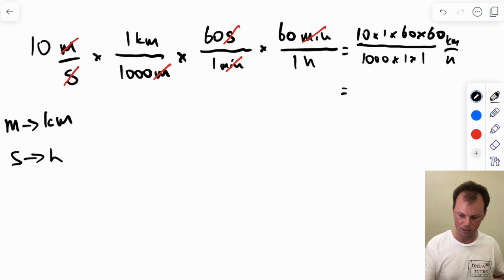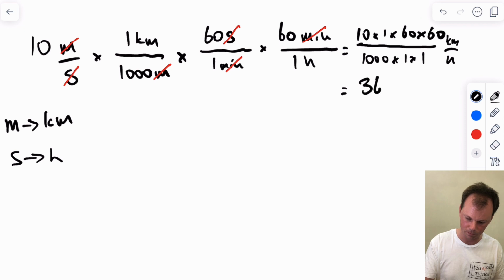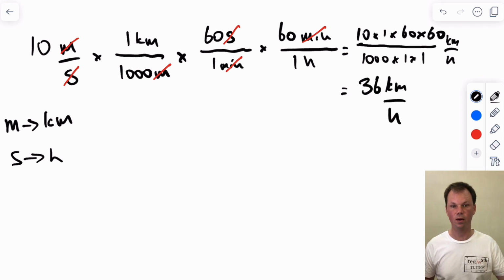So putting that into my calculator, I've got 10 times 60 times 60, which is 36,000, divided by 1,000 is 36. And we have our answer.